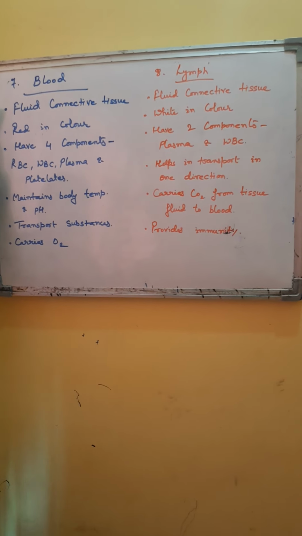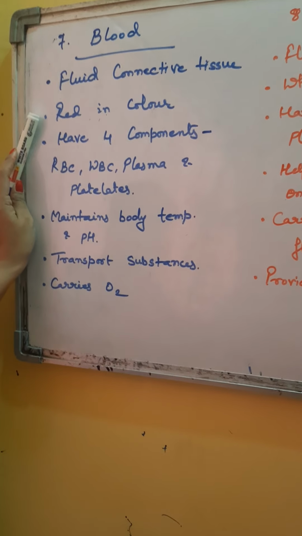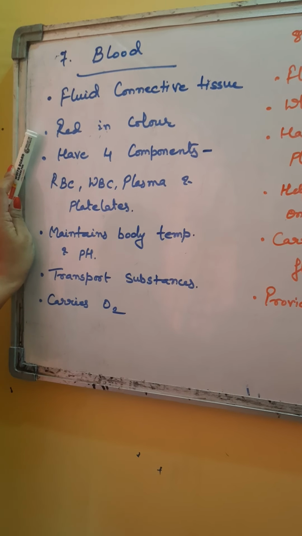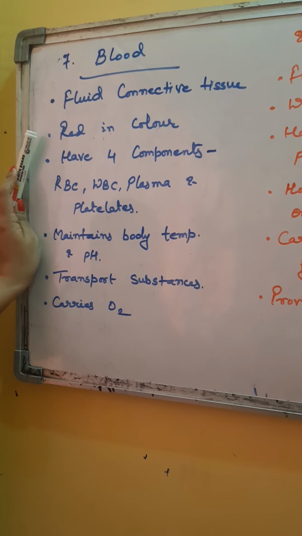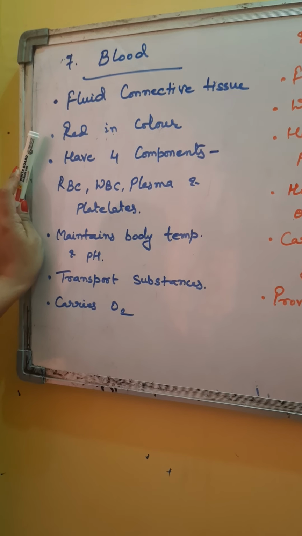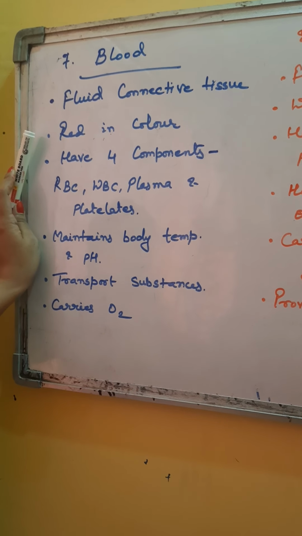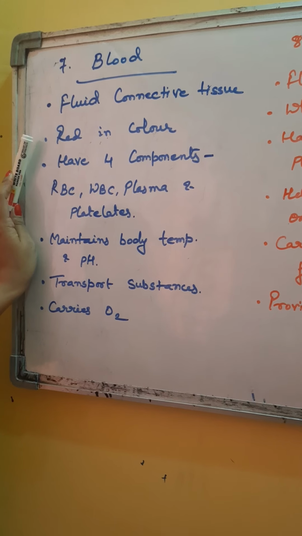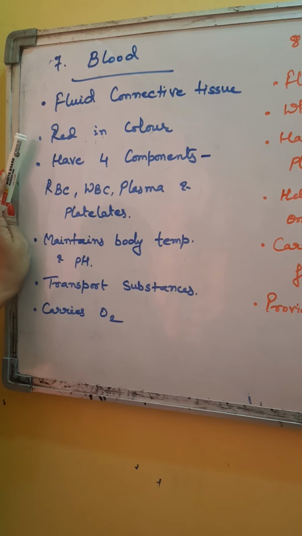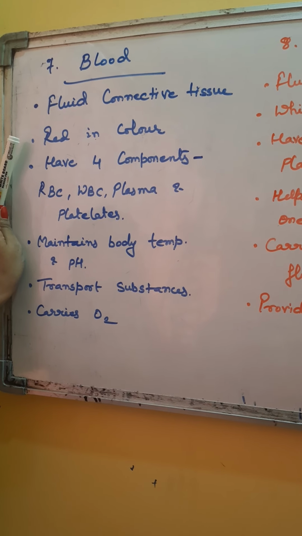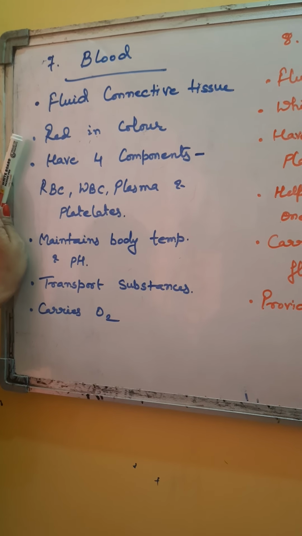Blood is the fluid connective tissue. It is a liquid connective tissue which is red in color. Blood is red in color due to the presence of RBC or red blood corpuscles. It consists of a special substance called hemoglobin. Hemoglobin is a red colored pigment. It has the ability to bind with oxygen. So hemoglobin binds with oxygen and carries it to each and every part of the body.